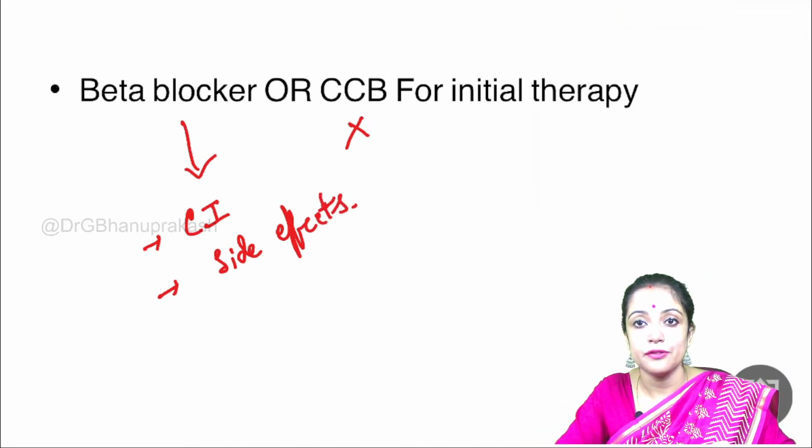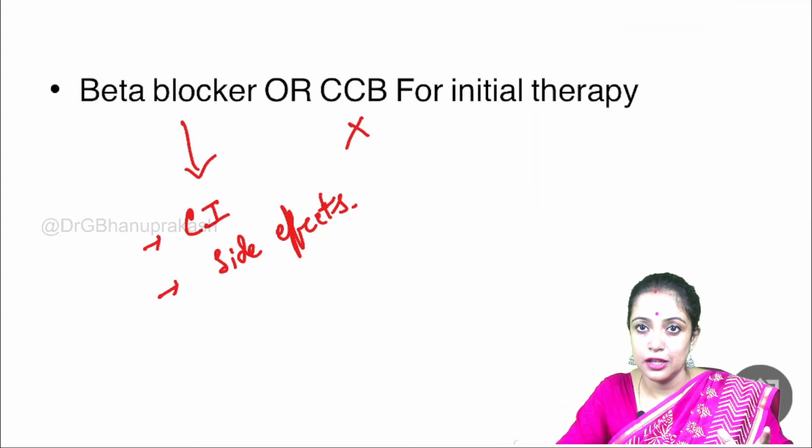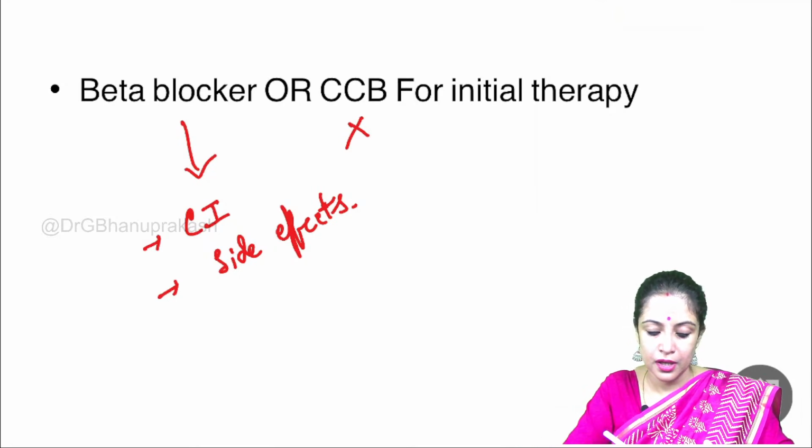So what are the common side effects of beta blockers? Depression, sexual dysfunction, fatigue. If this is tolerable, then we can continue the beta blocker. If not, we give calcium channel blocker to the patient.